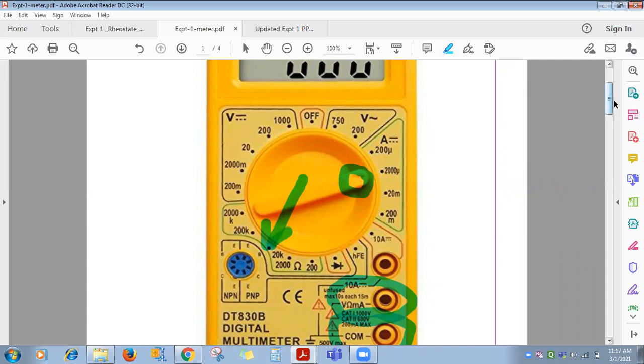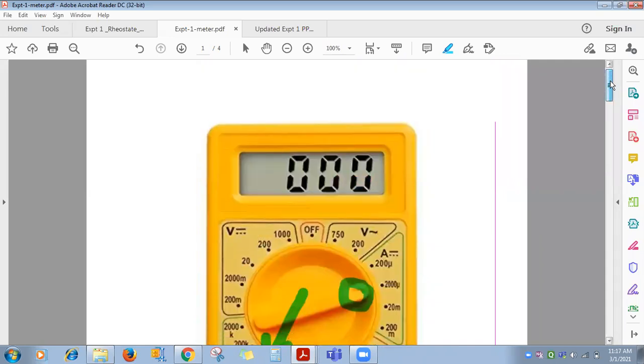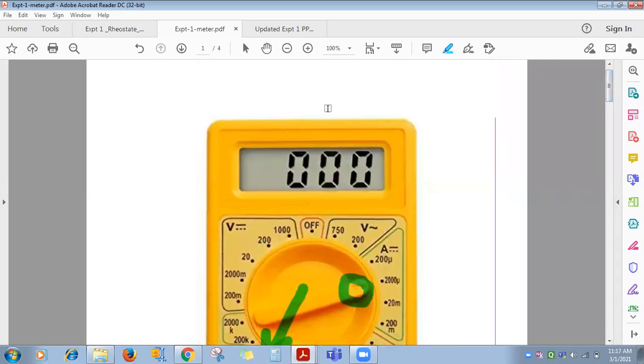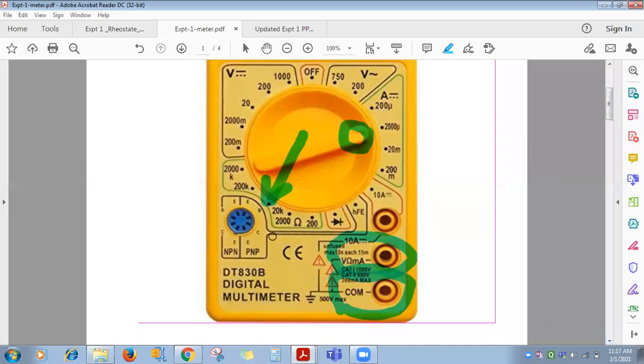So if it shows the value 82, it doesn't show the unit here, only the value. Suppose the value is 82, what is its unit? Kilo ohm, because the scale you have selected is in kilo ohm. 20 kilo ohm means the display also will be in kilo ohm. So 82 kilo ohm. Clear?